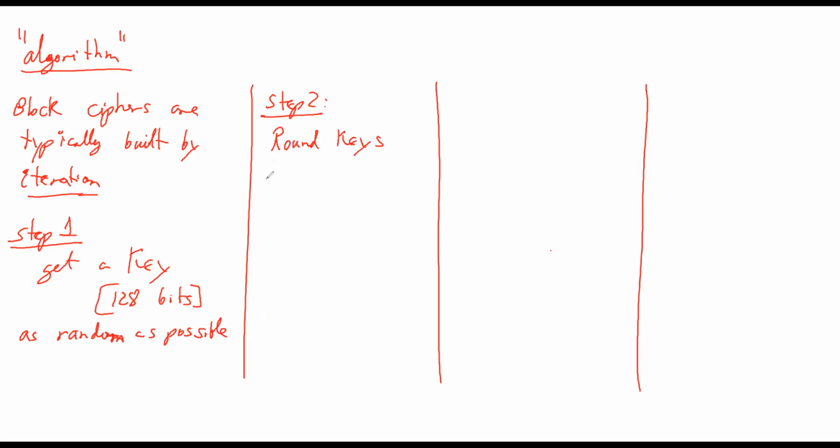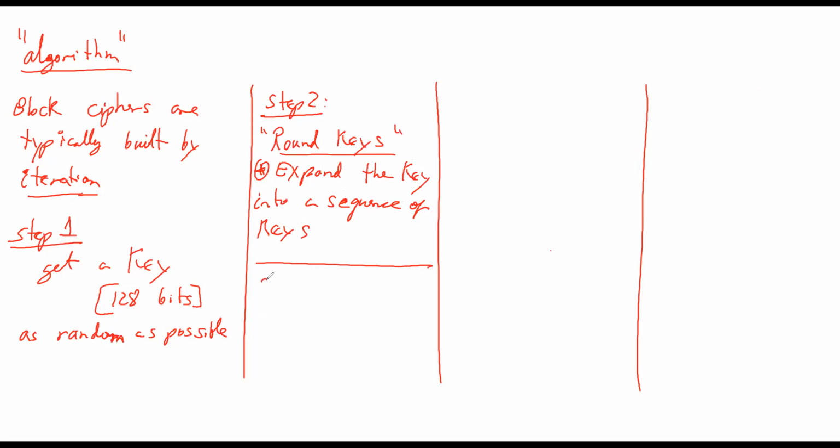So the round keys is basically, you expand the original key into a sequence of keys, and that's called the round keys. Okay.